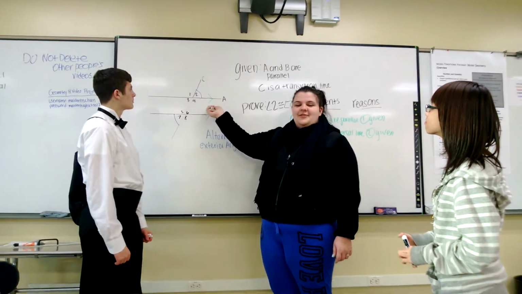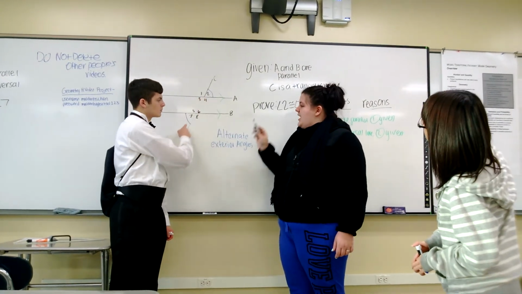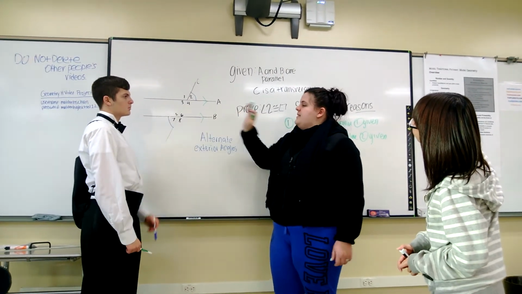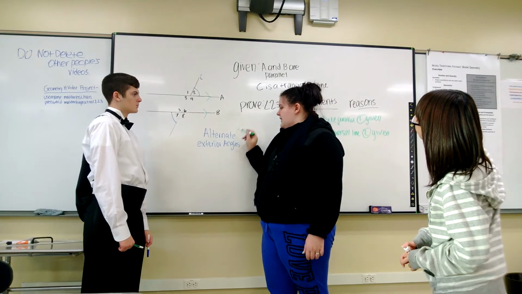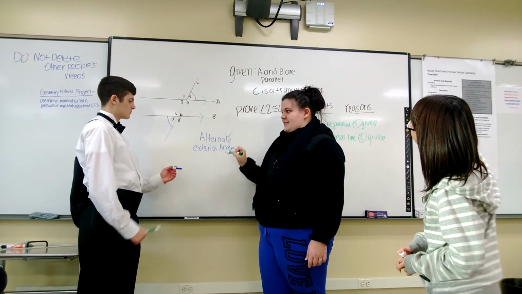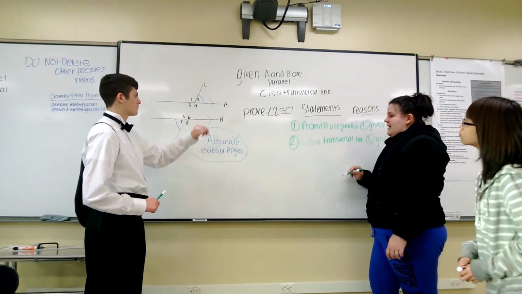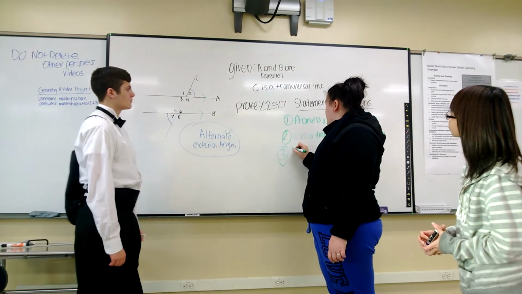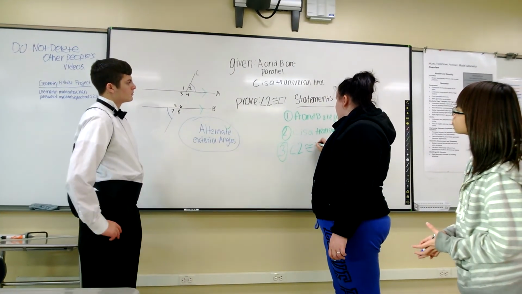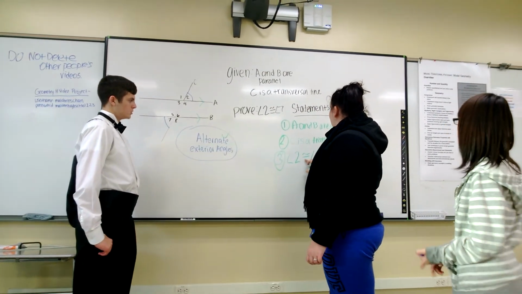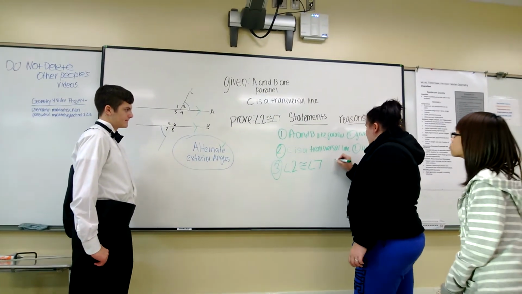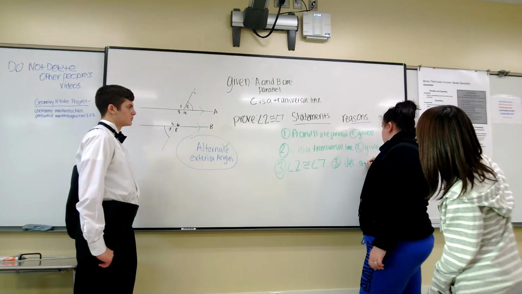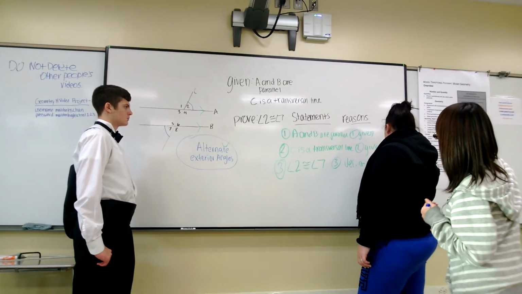So, now we can look at the location of angle 2 and angle 7. They are both on opposite parallel lines and located on opposite sides of the transversal line, meaning that they are in fact alternate exterior angles. So we go back to our proof, and now we can write angle 2 is congruent to angle 7 because they are the definition of alternate exterior angles.